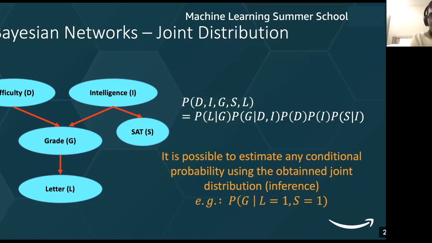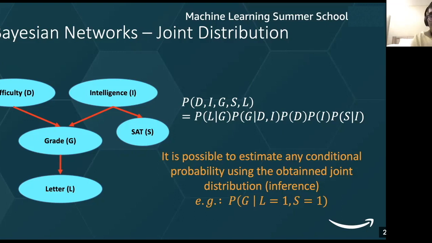Now, as we can see, the grade essentially depends on the difficulty and the intelligence, right? So the way we would write down the conditional distribution in this particular case would be probability of grade given difficulty, comma, intelligence. And that is what is shown as the second term on the right of that particular equation.